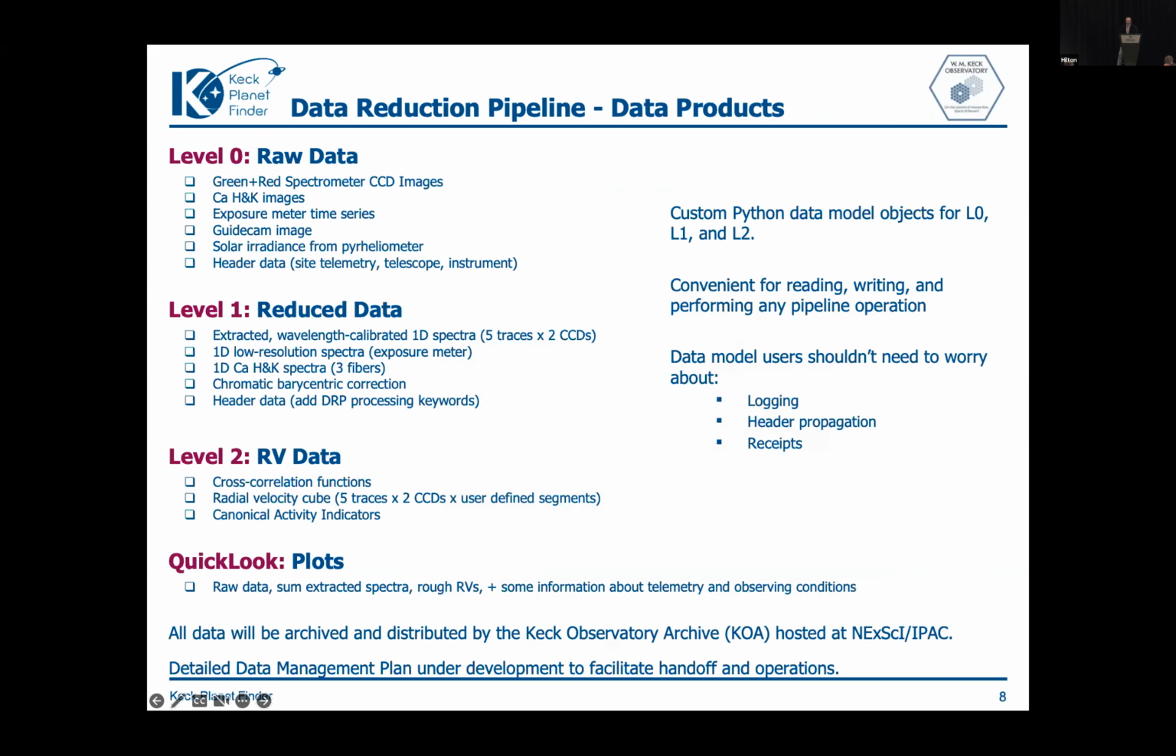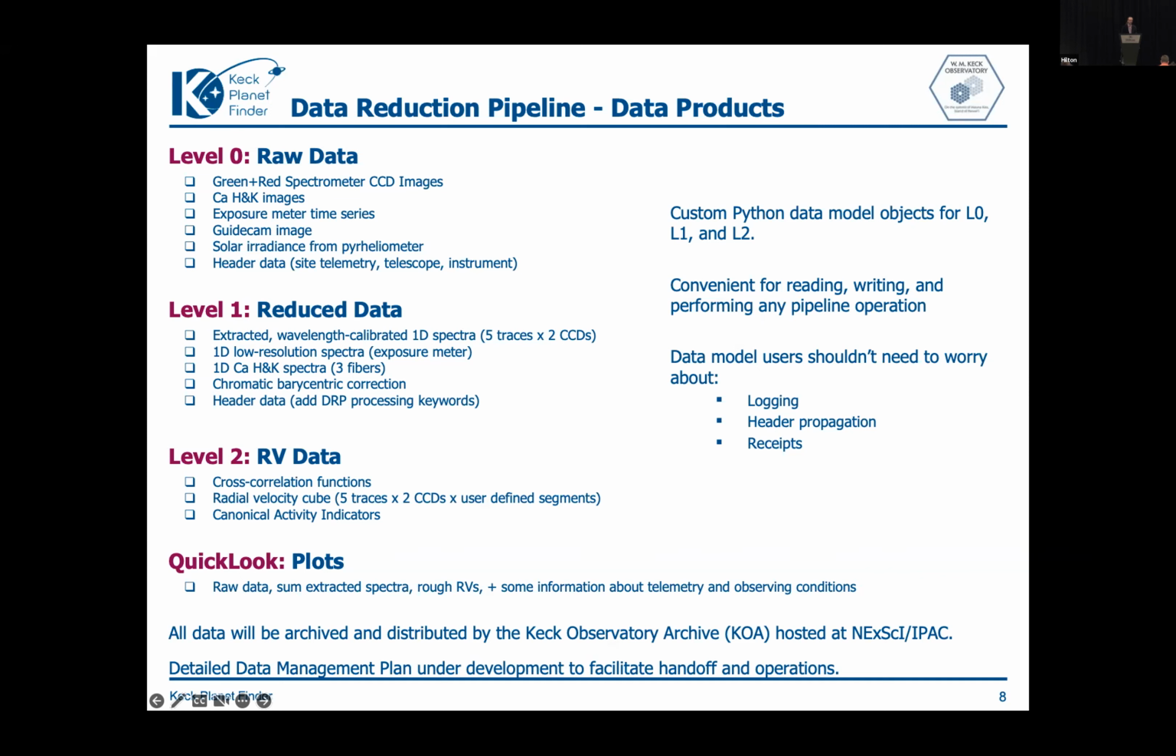So let me talk a little bit about the products that are produced in detail. I kind of went through it on the flow chart. The level 0 product is just a collection of all the raw data products from the various subsystems. Then we have level 1 data, which is the extracted and wavelength calibrated 1D spectra. We also have the low resolution one-dimensional spectra from the exposure meter. We have the calcium H and K spectra. And then in the level 2 data, we have just the RVs, cross-correlation functions, tables of the RVs.